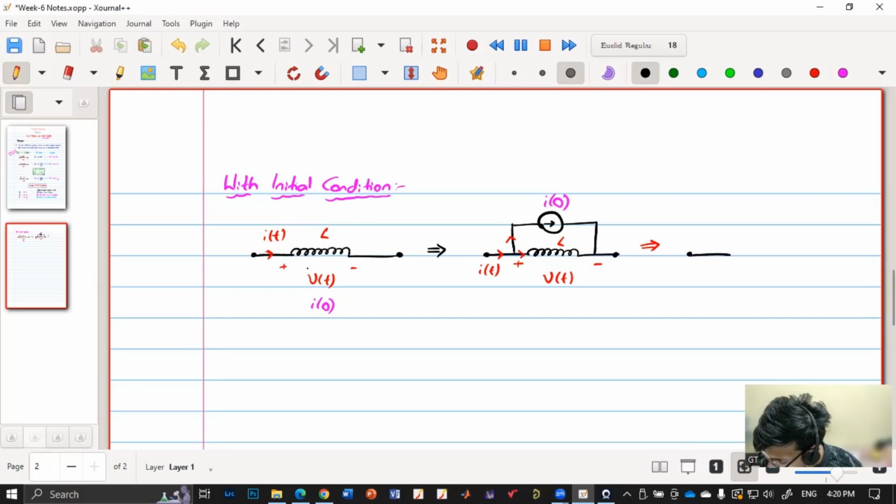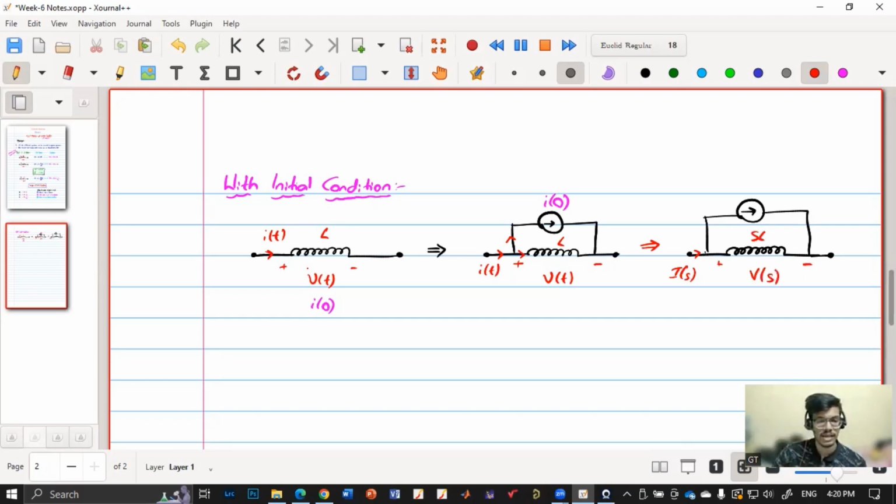So we know that inductor can be represented as SL. So we'll represent it as SL. Also, let me draw this initial condition. Okay, now this will be I of S, this will be SL, this will be plus minus V of S. And for a constant K, Laplace transform is K by S. So for I of 0, it will be I of 0 by S.